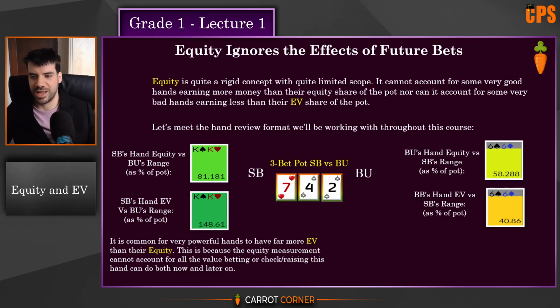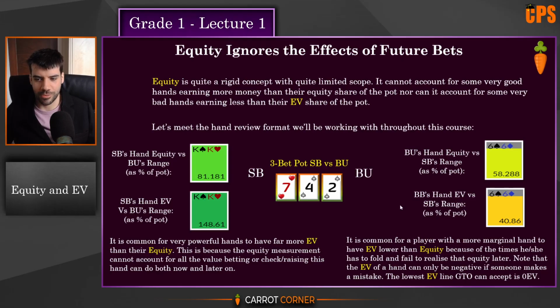If we were to play this hand from out of position, maybe something like small blind versus big blind 3-bet pot, we'd probably see that the equity would get an even worse translation to EV. And it's very common for a player with a more marginal hand to have lower EV than their equity, and this is mainly due to the times that he or she has to fold and fail to realize that equity later on.